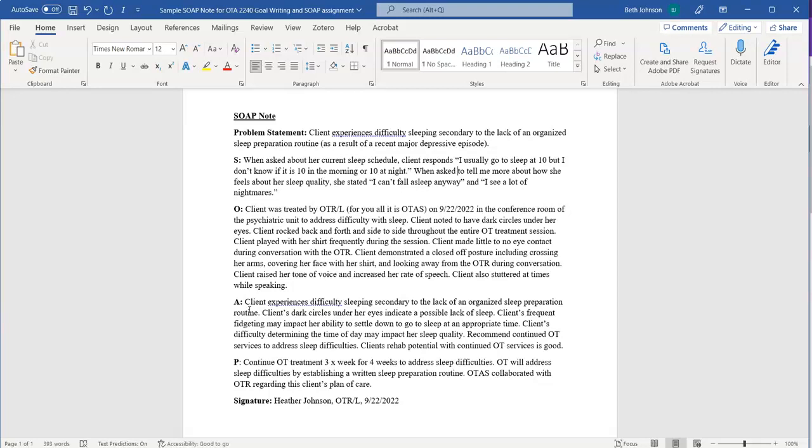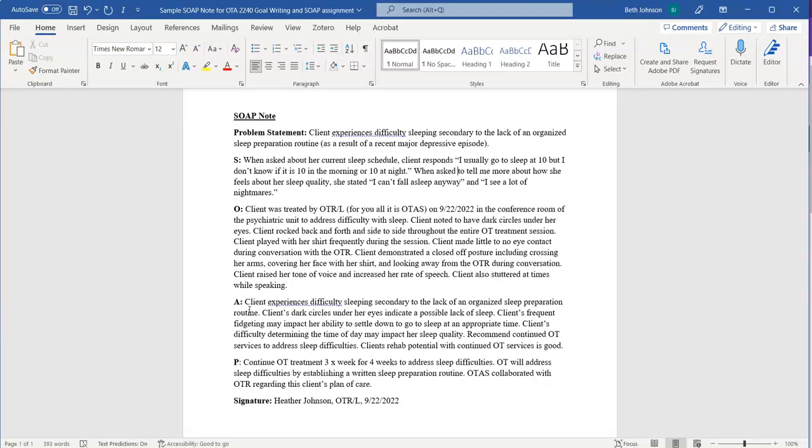So then the final section of your note is the plan. So with the plan, you want to make sure that you provide your frequency and duration as well as what you're working on. So continued OT treatment for 3 times a week for 3 weeks to address sleep difficulties. OT will address sleep difficulties by, and remember, this needs to be something that is activity-based, client-centered, and specific to that client. So we're going to address these sleep difficulties by establishing a written sleep preparation routine.